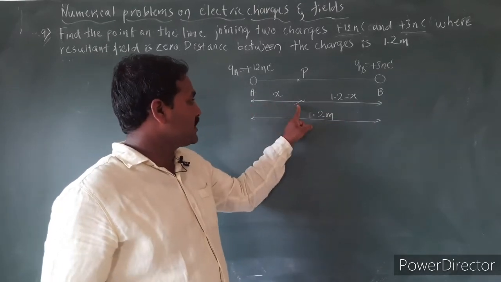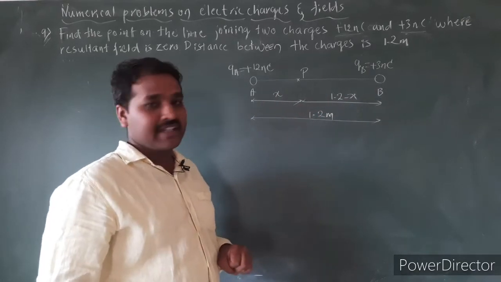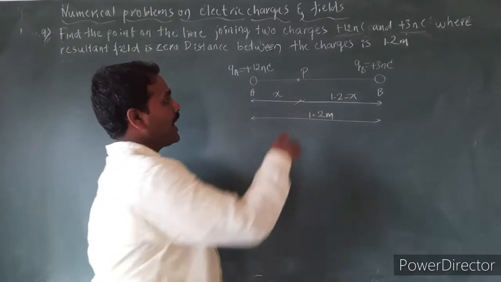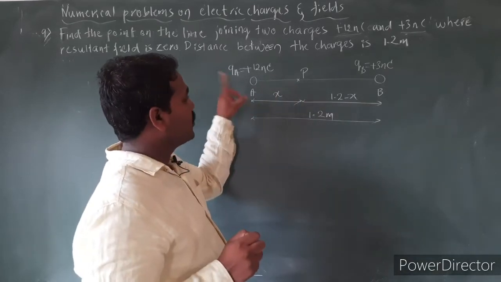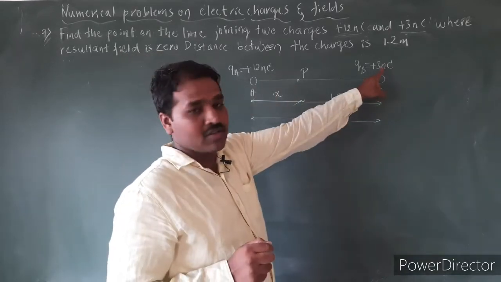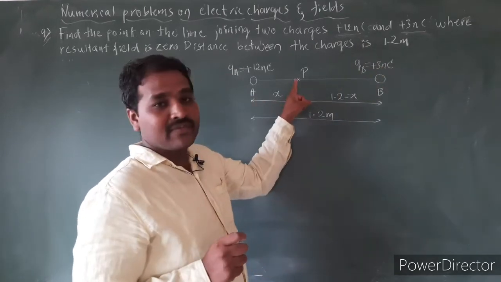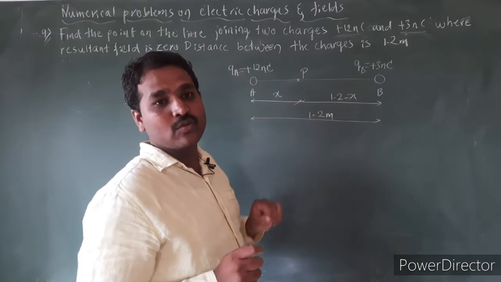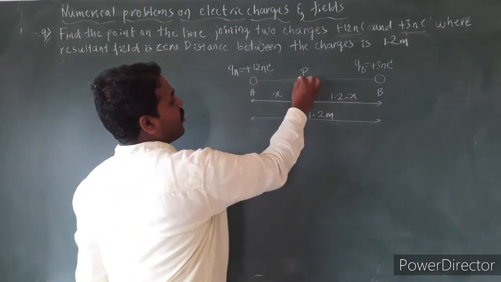So this is x meters, and the remaining distance is 1.2 minus x meters. At point P there will be an electric field because of charge QA and an electric field because of charge QB, and they have mentioned that the net electric field because of these two charges is equal to 0. Let us consider the point P here.